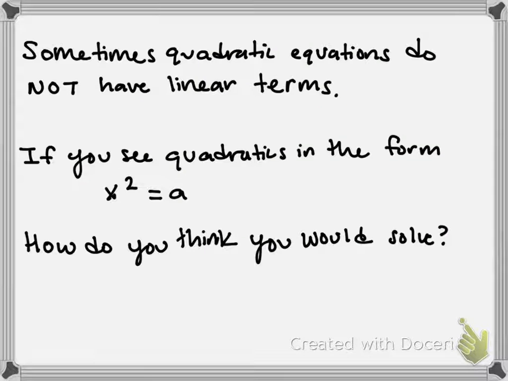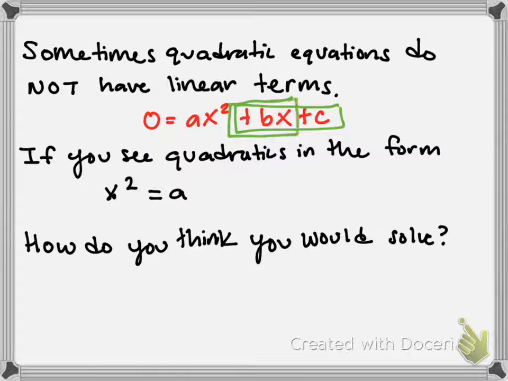Sometimes quadratic equations do not have linear terms. So if you think about the standard form for quadratics, 0 equals ax squared plus bx plus c, sometimes you won't see this part of the equation, all right?